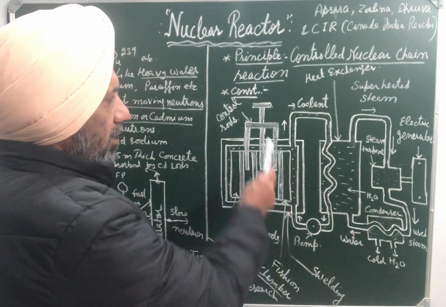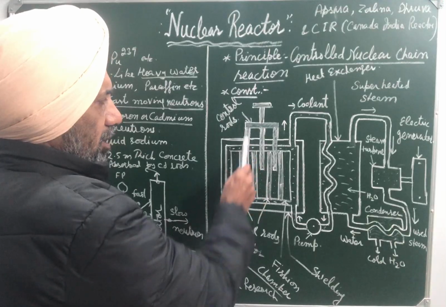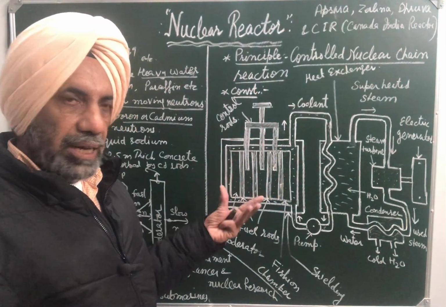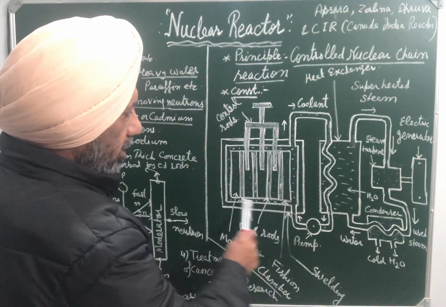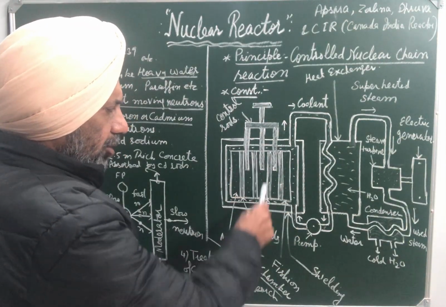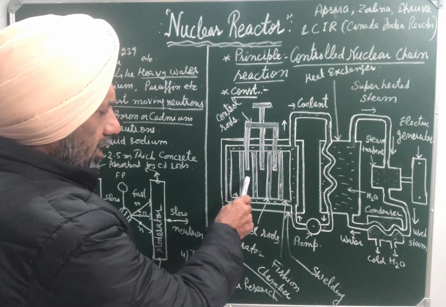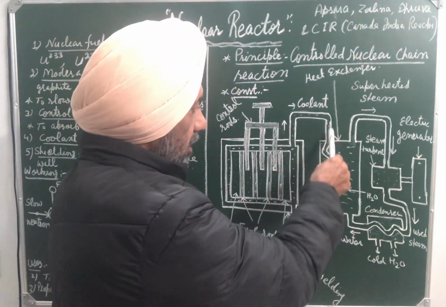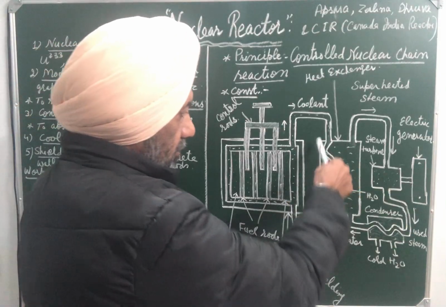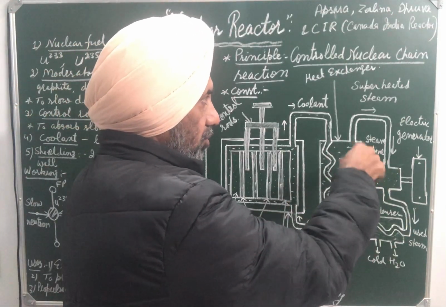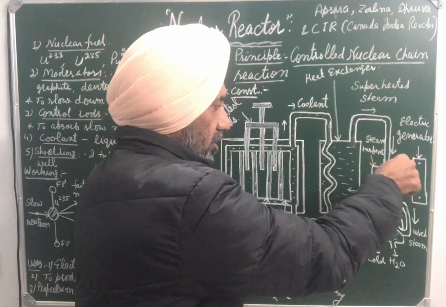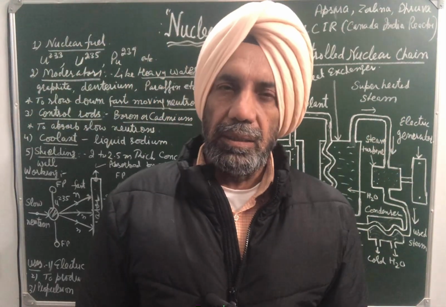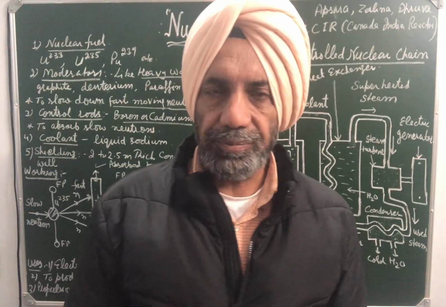Again, I repeat, it consists of control rods. By controlling the position of these control rods, we can control the reaction. There is a coolant, liquid sodium. These are the nuclear fuels. Then these are the moderators to slow down the fast moving neutrons. And this is the process of production of superheated steam, which drives the turbine, and this is known as the working of a nuclear reactor.